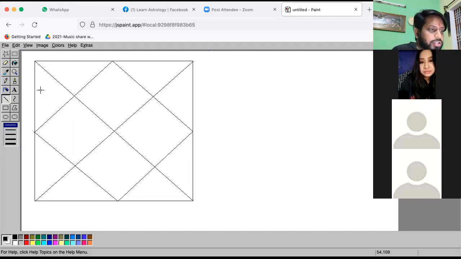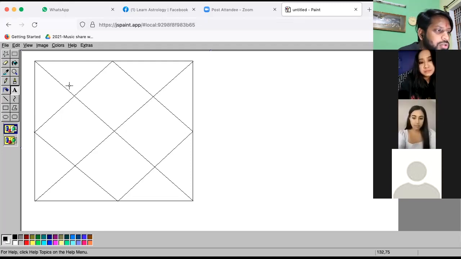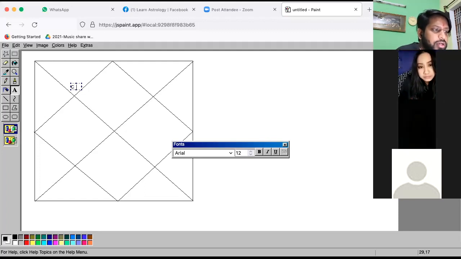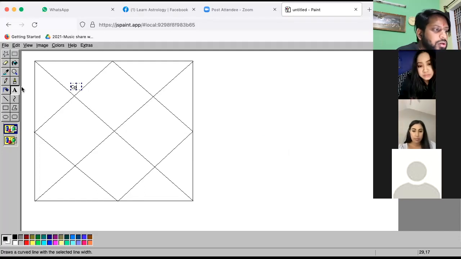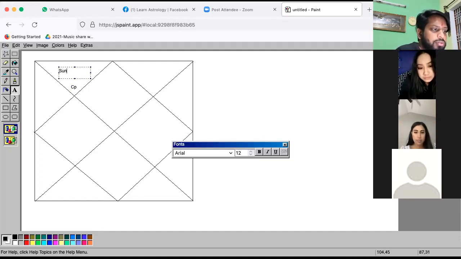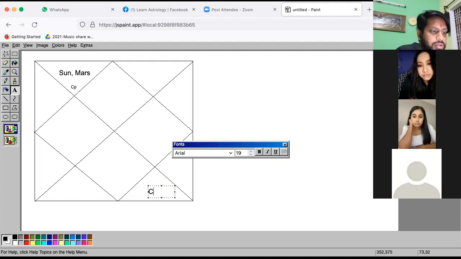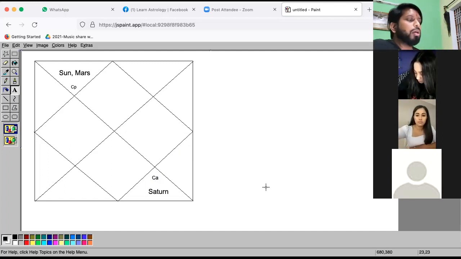Okay, so we have a chart ready. Now we have Capricorn here. Let's better write it, CP for Capricorn. So we have here Sun and Mars. And we have here, which will come in the Cancer sign, Saturn.